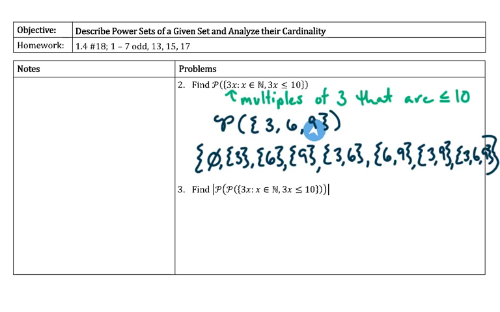And again, there's 3 elements, so you should have 2 to the 3rd subsets, or 8. So that's a nice way to check your answer. This is really helpful when it comes to questions like, what is the cardinality of the power set of the power set of the set we were just dealing with?